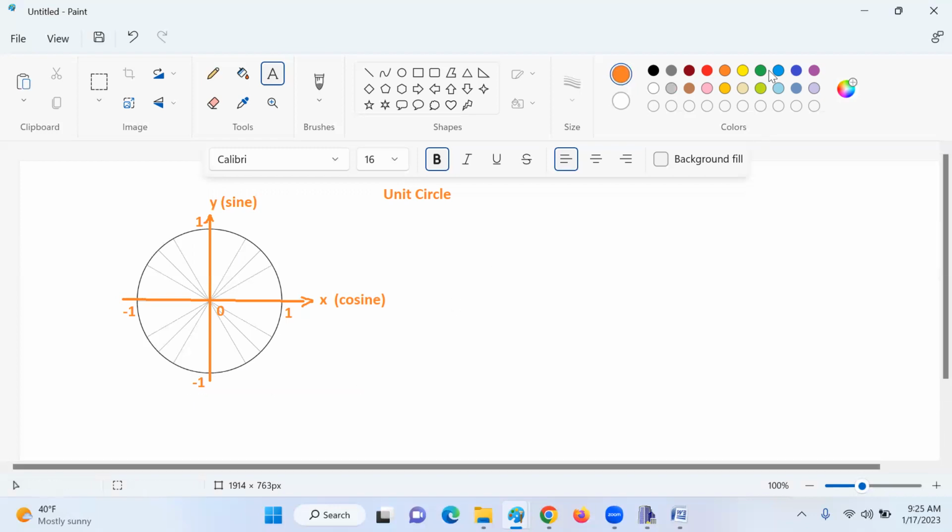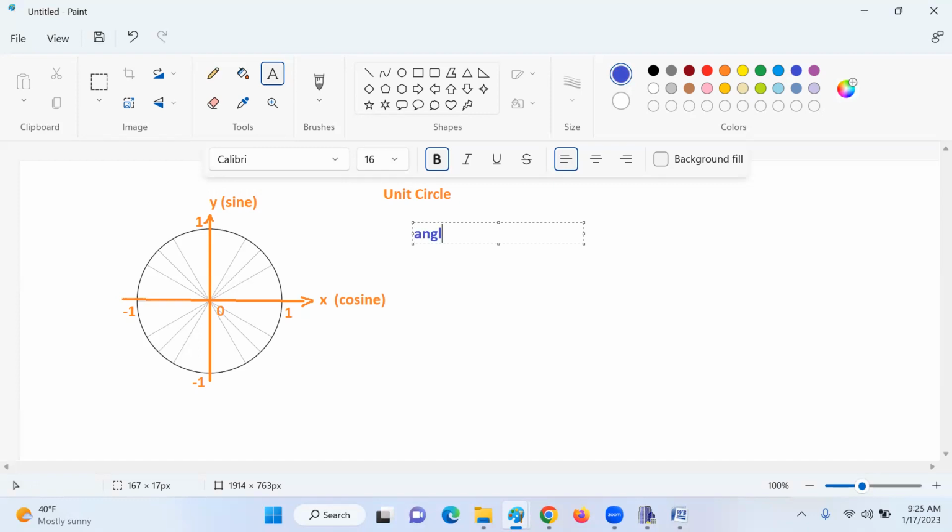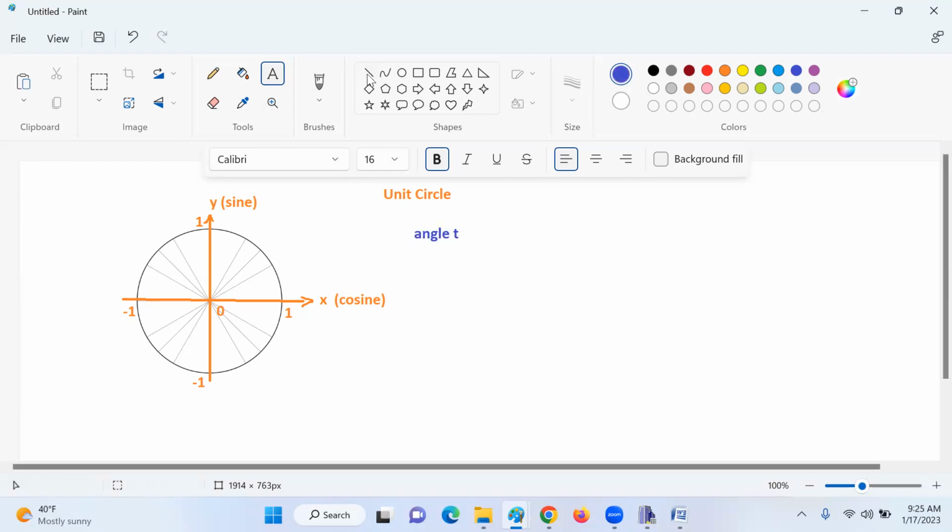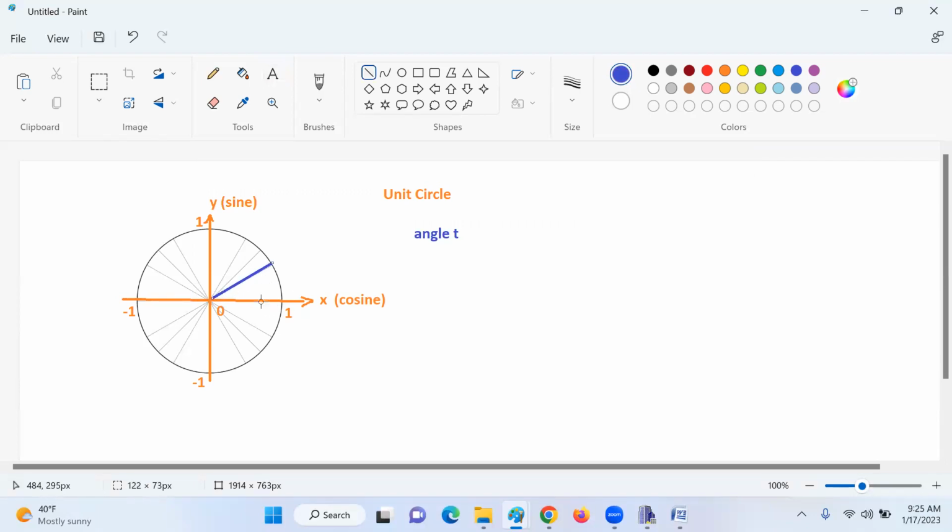So now people are very familiar with the angle, so we call the angle as angle t instead of theta, because it might be really hard for me to write theta on the screen. It can be measured by the initial side and the last one, the terminal side. So this is what we call the angle t.